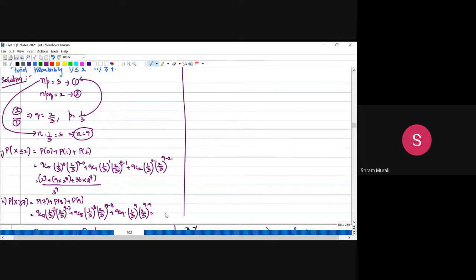9C7 is 9C2, because nCr equals nC(n-r). So using this, 9C7 is 9C2. 9C8 is 9C1. 9C0 is 9C9. If you simplify, you would get 16/3 by 9 into 1/3 the whole power 7.